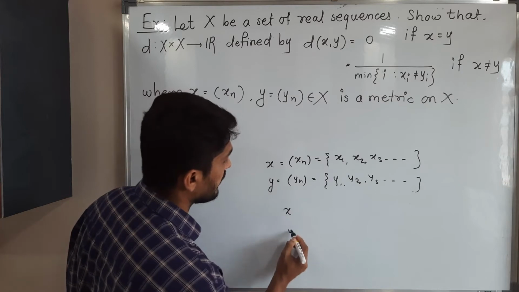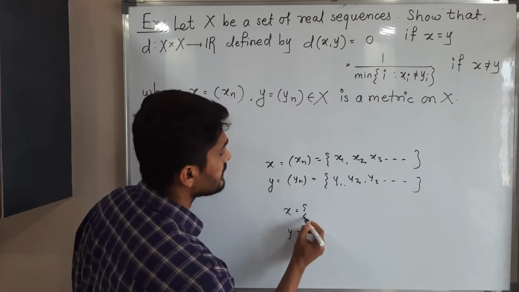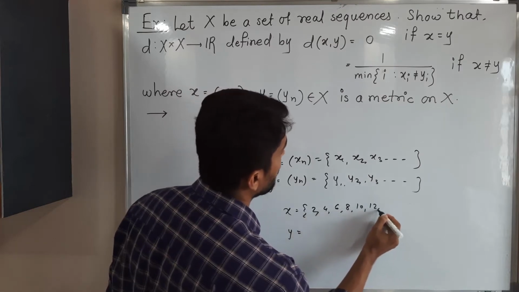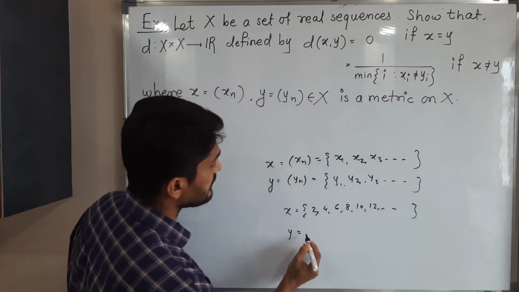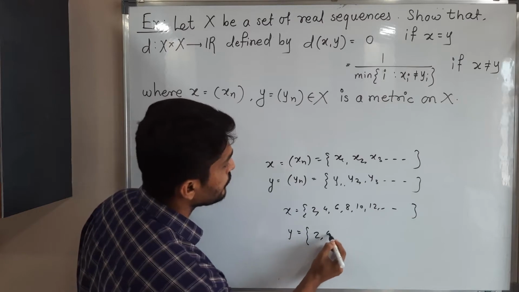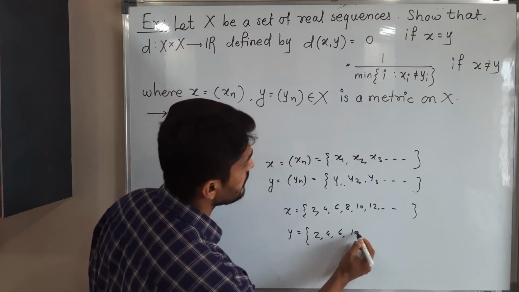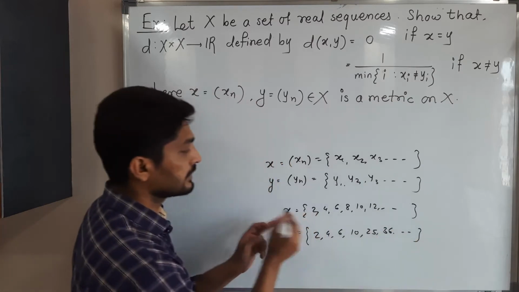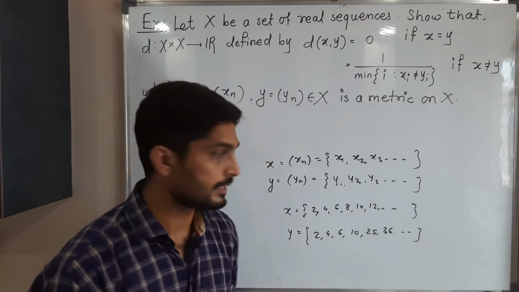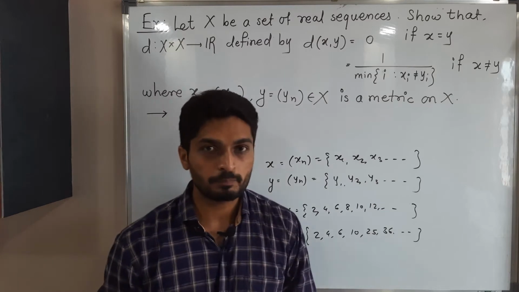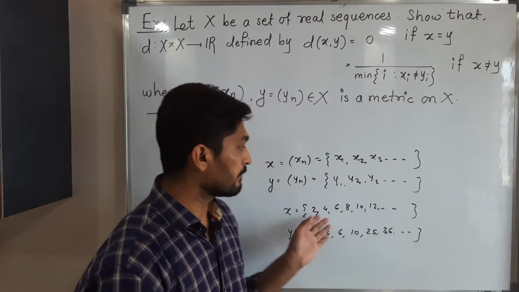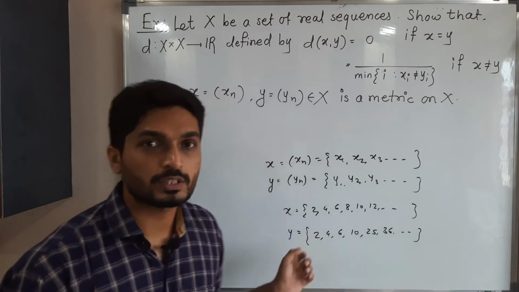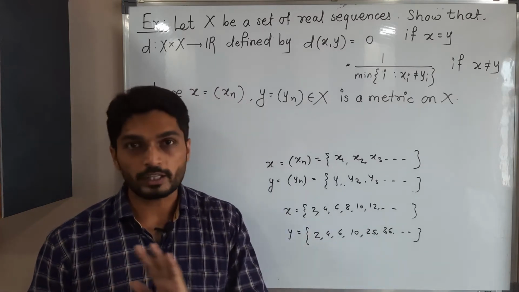For example, consider one sequence that is 2, 4, 6, 8, 10, 12. Suppose this is sequence x, and y is equal to 2, 4, 6, 10, 25, 36. Suppose this is the first sequence and this is the second sequence. Tell me, are these two sequences same? No. Few entries are same, but the remaining entries are not the same. So these two sequences are not same. X is not equal to y.